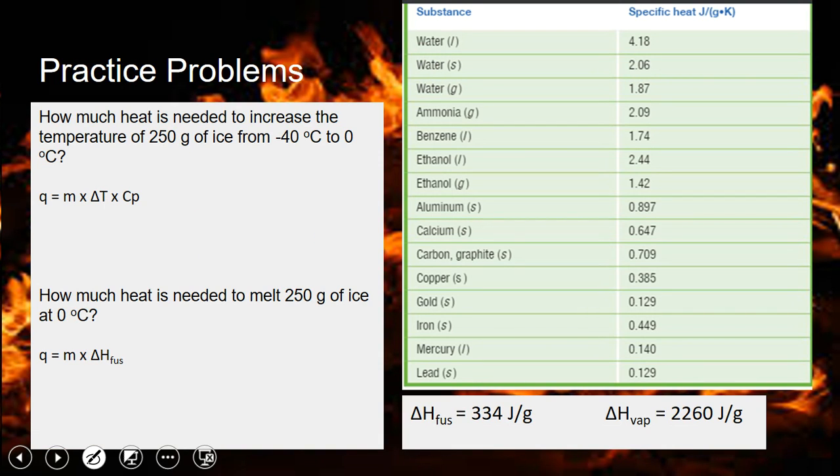So the whole picture, the big picture here would be like this. How much heat is needed to increase the temperature of 250 grams of ice from negative 40? Let's say you're in the Arctic and it's negative 40 and you put it on the boat where it's 0 degrees because the boat's a little warmer. What would be the amount of heat required to do that? So we are changing temperature from negative 40 to 0 degrees.